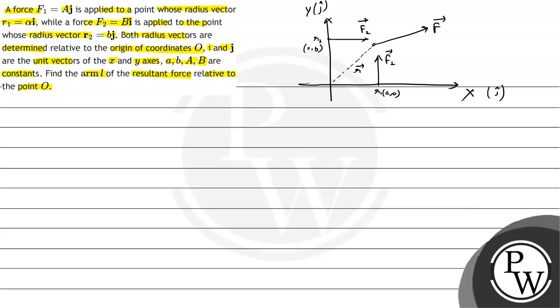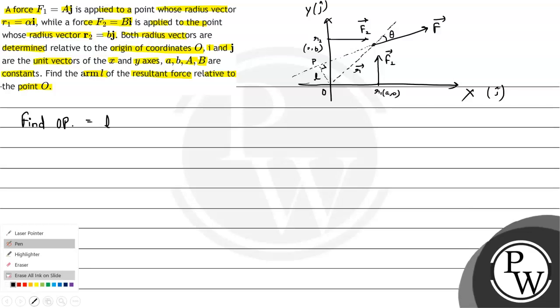So we have to find the arm L. What is the arm? If we extend this line, it is the perpendicular from the origin to the extended line. This is the arm L. Let this point be P and this point be O. So we have to find OP, which is equal to L. And if we extend the radius vector here in this direction, we get an angle theta, which is the angle between force and radius vector.